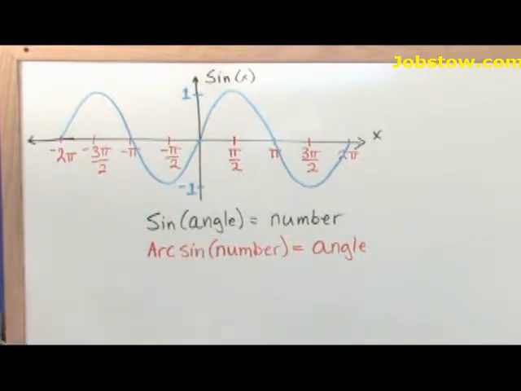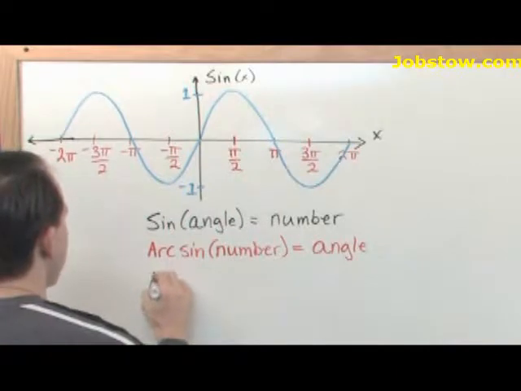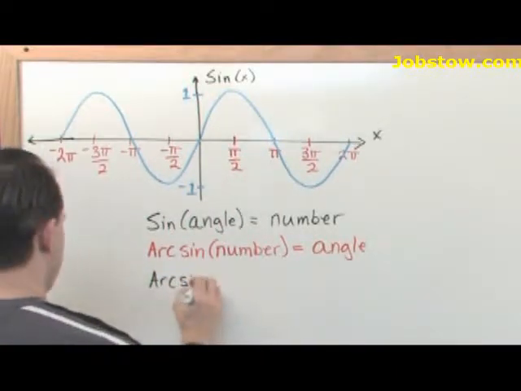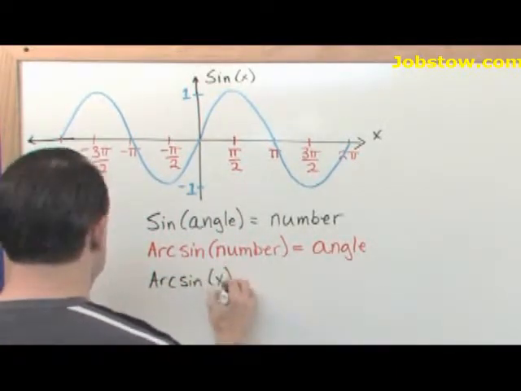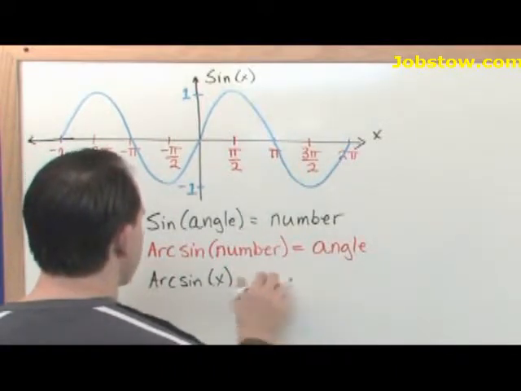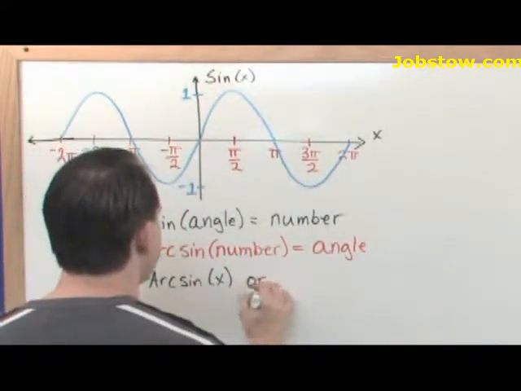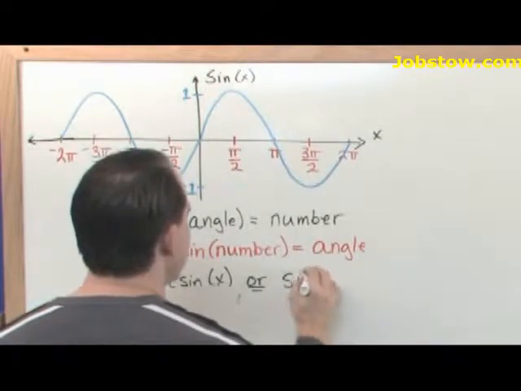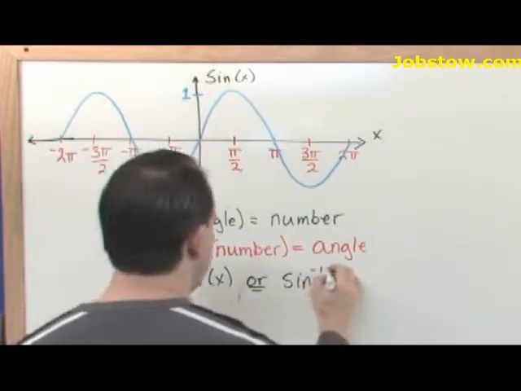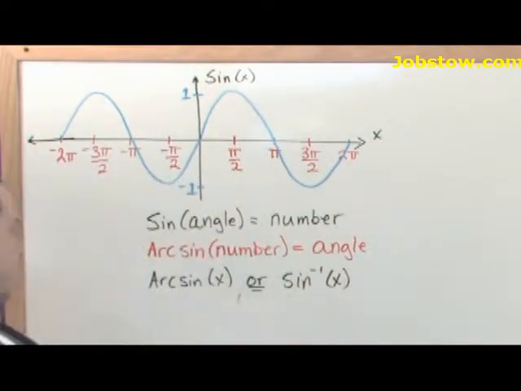So making this a little bit more formal, instead of having the word number around there, what you really have is the arcsine of some number x. Okay? You also see it written like sine with a negative 1 up here of x. These are called the inverse functions, okay?